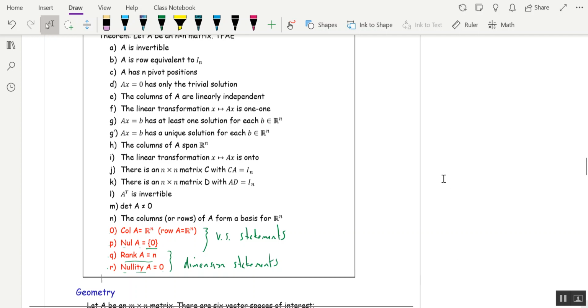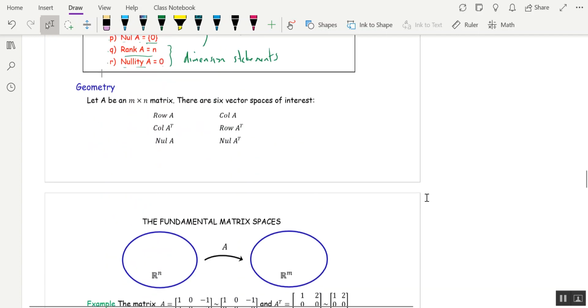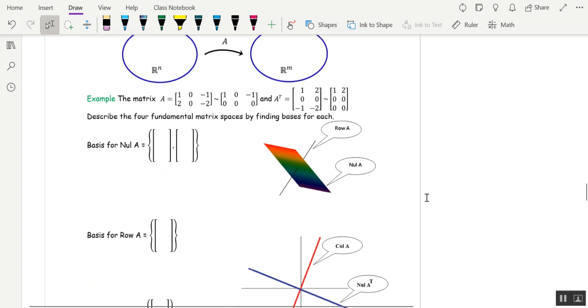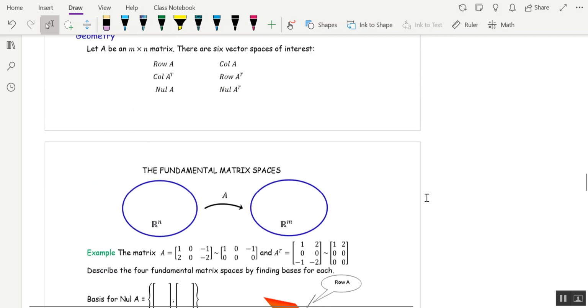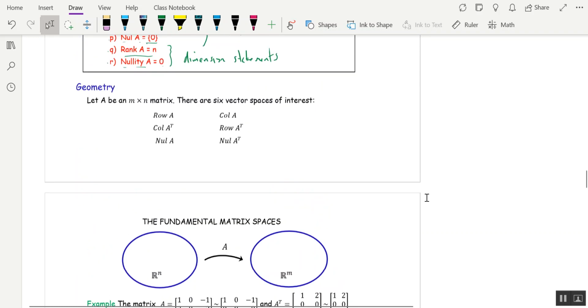I want to finish up with a fascinating geometry illustration, which we're going to come back to in chapter 6. So we won't really spend much time on it now, but I just want to mention it. Suppose A is an m by n matrix. There are 6 vector spaces. I gave the answer away. There are actually 4 vector spaces of interest, but we're going to start with 6. You've got row A, col A, null A, null A transpose, row A transpose, and col A transpose.